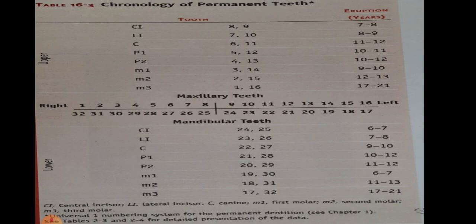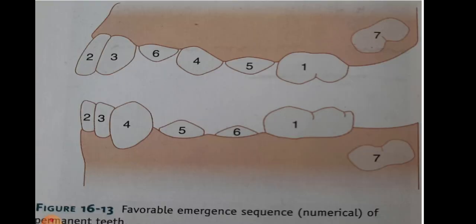These are also the most favorable sequences for the prevention of malocclusion. You can see the figure 16.13. What is the most favorable sequence? That is the numerical sequence of the permanent dentition. By this you can know.